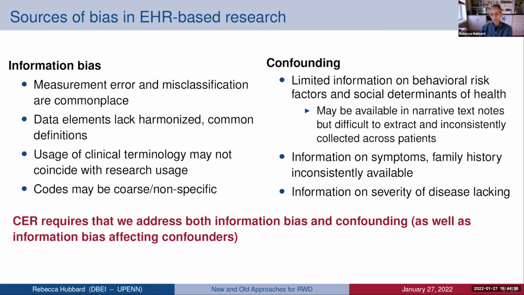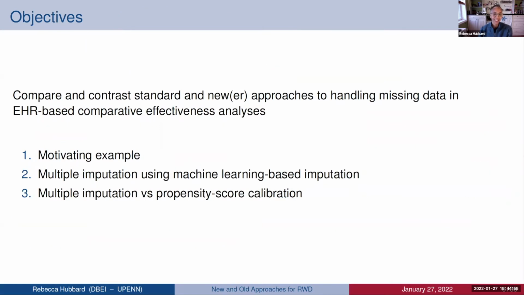We have the information bias problems, we have the confounding problems, and additionally, we have information bias essentially in our confounders. So we have measurement error, misclassification, missing data, et cetera, in the confounder variables themselves. So lots of challenges to deal with in order to realize the potential of EHR. So in the talk that I'm going to present today, I'm going to give you two examples of methodological investigations that were undertaken by my student Kylie and my postdoc Dan to investigate whether or not we could come up with better approaches to try to deal with the specific problem of missing data in confounder variables in EHR-based comparative effectiveness analyses.